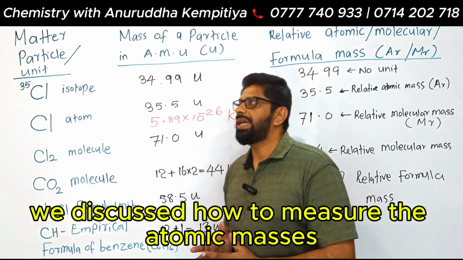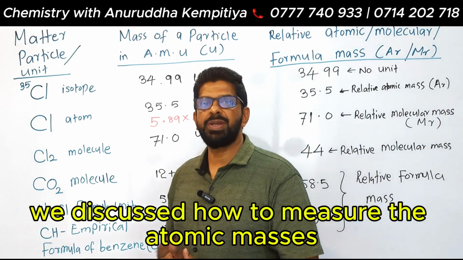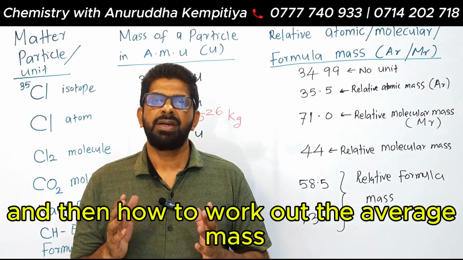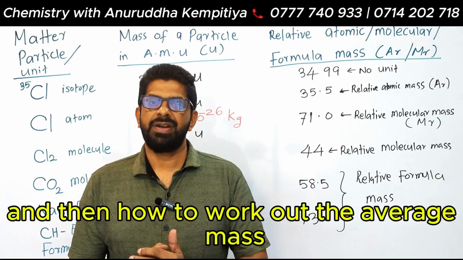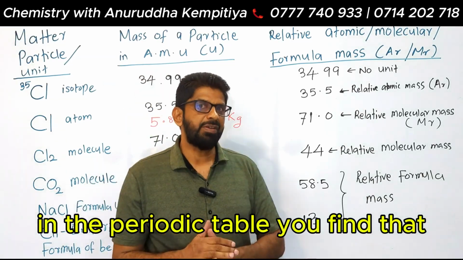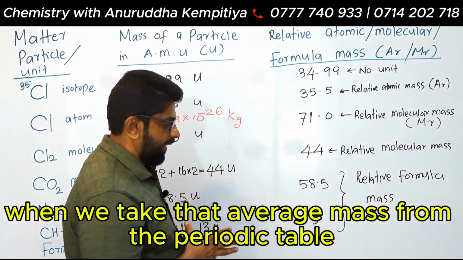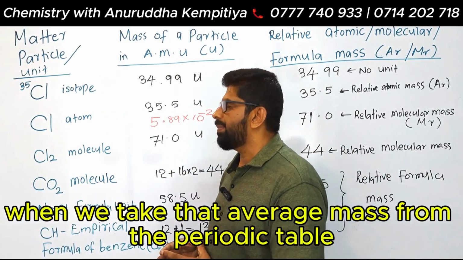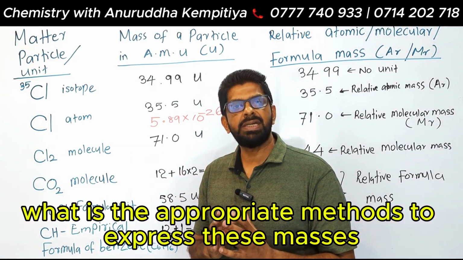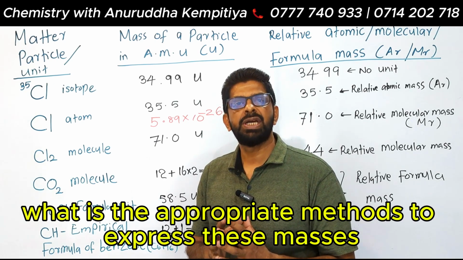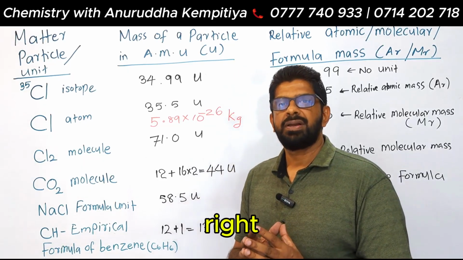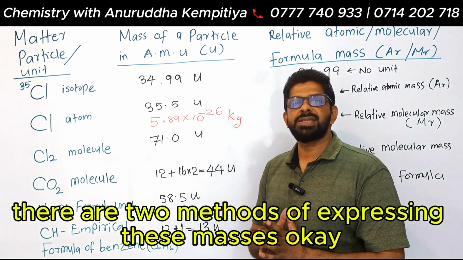In the last section, we discussed how to measure the atomic masses or molecular masses, and then how to work out the average mass, and where we find that average mass. In the periodic table, we find that. When we take that average mass from the periodic table, what are the appropriate methods to express these masses in chemistry?